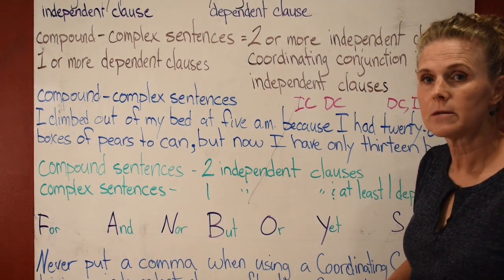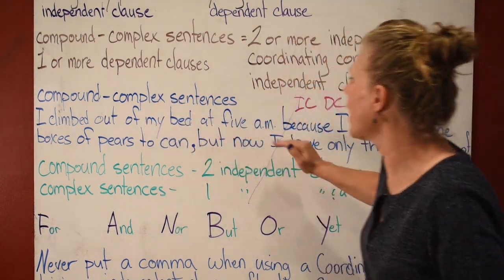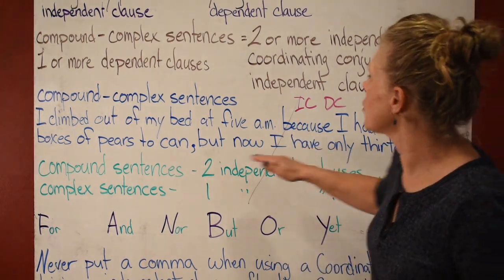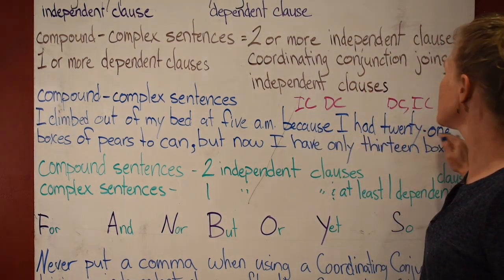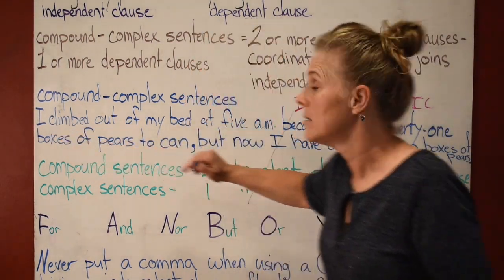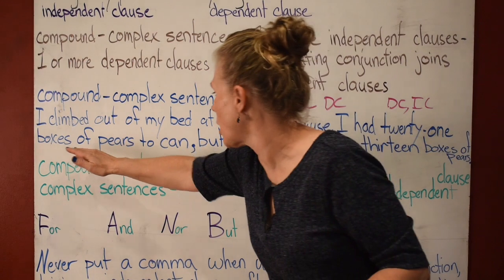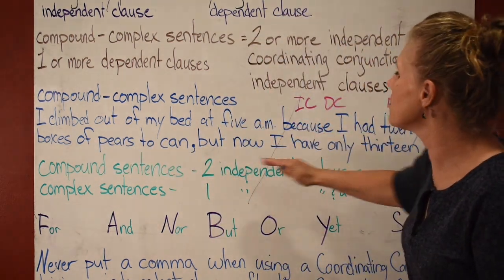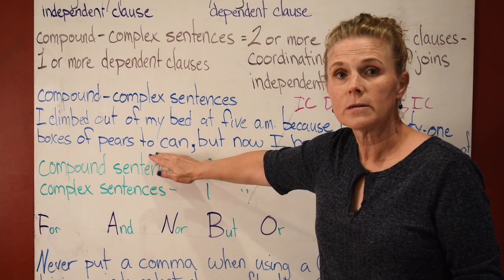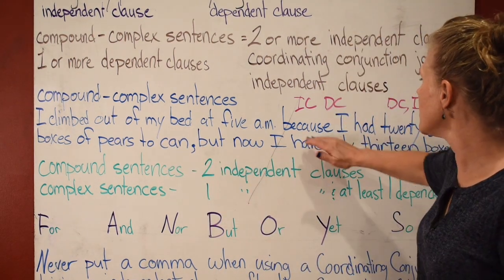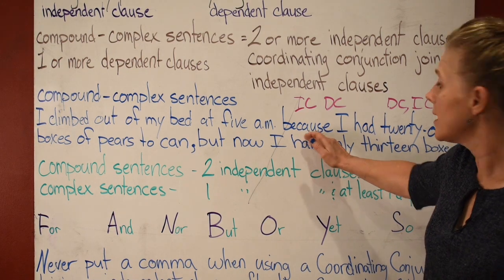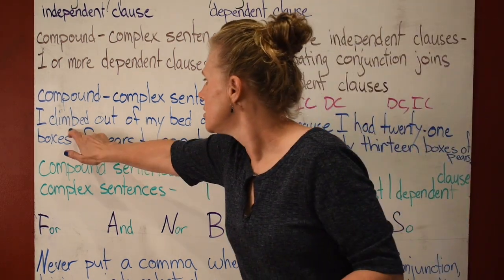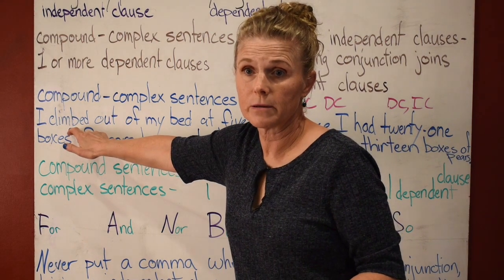Out of bed at 1 a.m. Oh, because, okay, this is describing, you're close, Paul. It's describing climbed. It's because you climbed, because you had 21 boxes of pears to can. This is an adverbial clause, or an adverb clause, whatever you want to call it. This right here is your subordinating word. It's setting you up to describe your verb here.